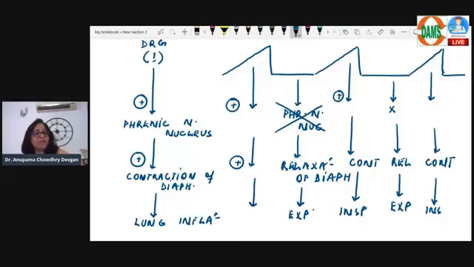If the requirement increases, VRG takes over. And VRG, you know, has got both I and E neurons. VRG will send impulses for both inspiration as well as expiration, right?